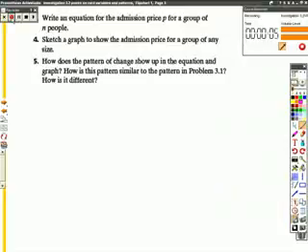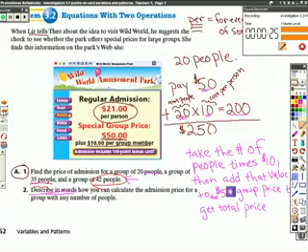We are still in investigation 3.2. We already answered questions 1 and 2, and now we're working on question number 3, where it says write an equation for the admission price P for a group of n people. What we actually need to do is go back to the rule that we wrote, and I want to make sure that I do this exactly the way I did it.